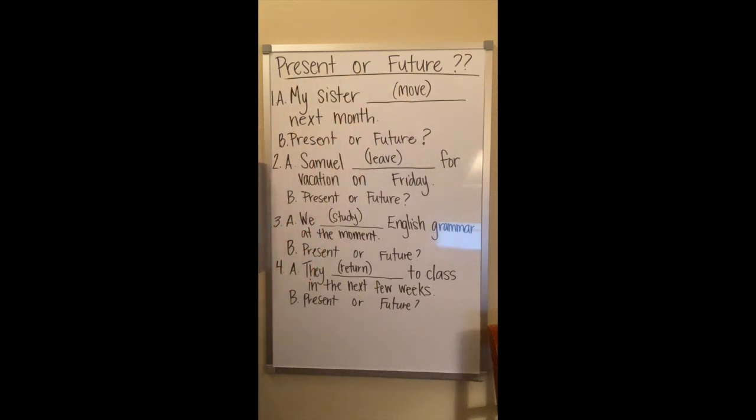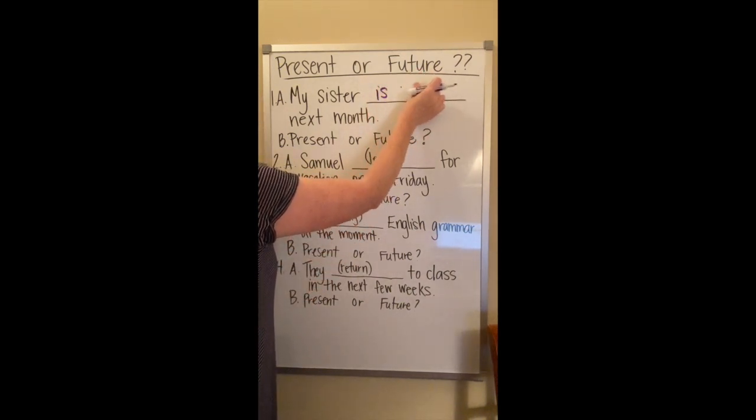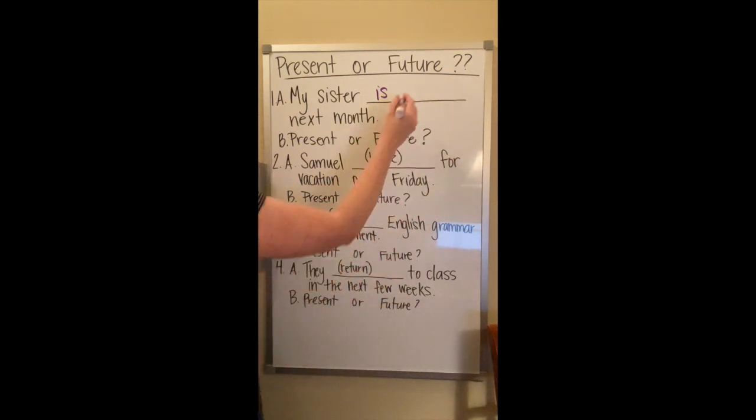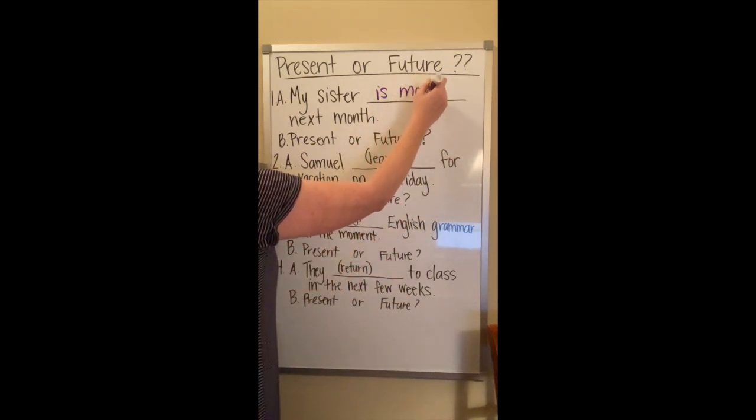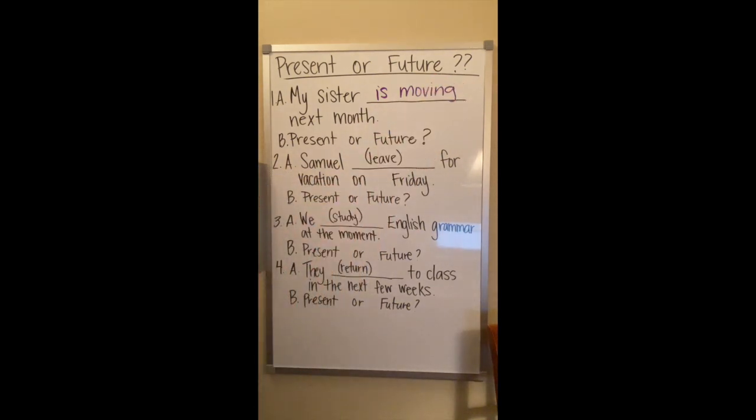So my sister, that is she. So I would say she is, and I know the verb, it's move. So I'm going to put move, but I'm going to change the spelling because I'm going to say moving. My sister is moving next month. Is this sentence present or future? Well, here's our key word, next month. That means that this is going to be future. So I'm going to circle future, okay? So I've done number one for you.